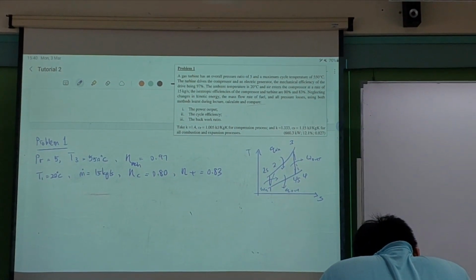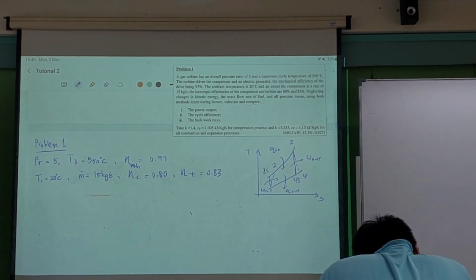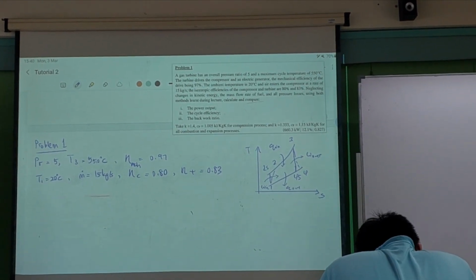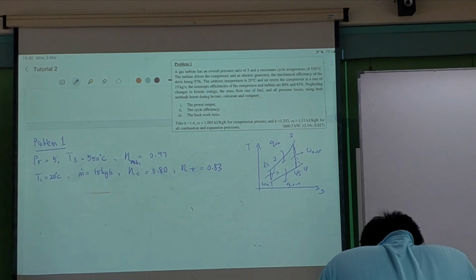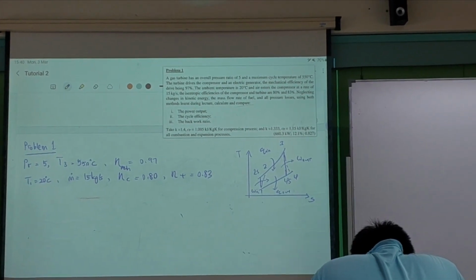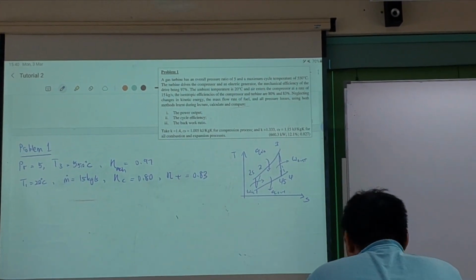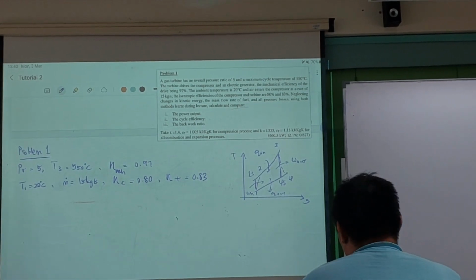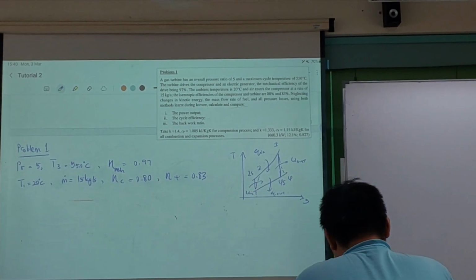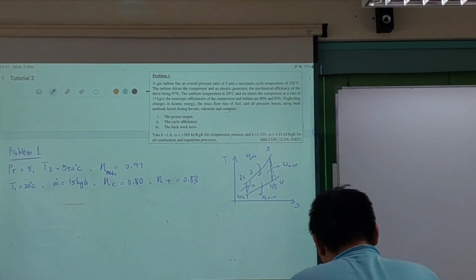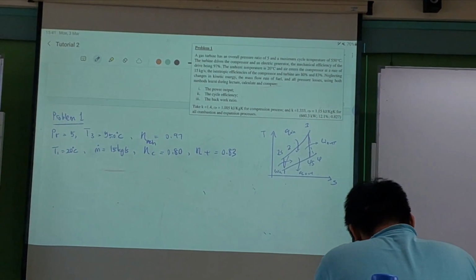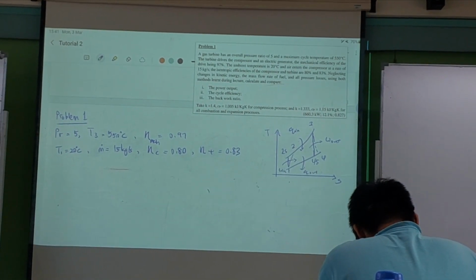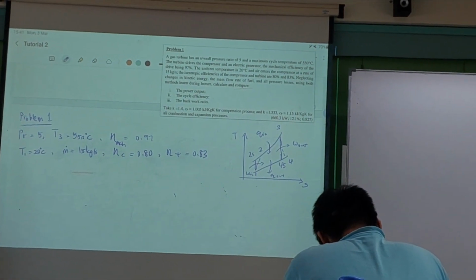Right. So first, you need to calculate the power output. If the question states power output, we are always talking about the net power output, unless we specifically say that it is the power from the turbine itself. Otherwise, we are always talking about the net power output. So in short, you need to find almost everything as usual.